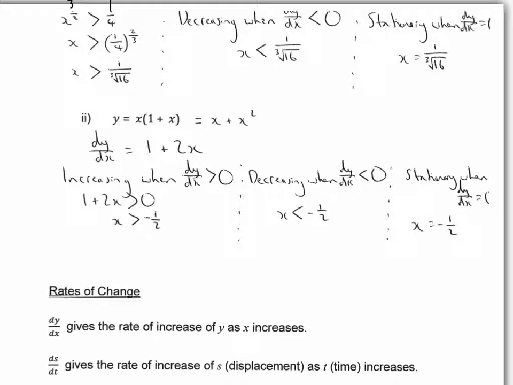The second part of the question asks me about decreasing functions, or the decreasing part of this function. So it's decreasing when the gradient is less than 0. Now I've skipped out some of the working here, but it's exactly the same as what I've already done over here for the increasing one.